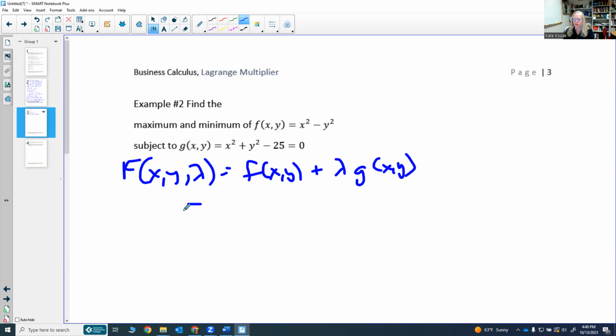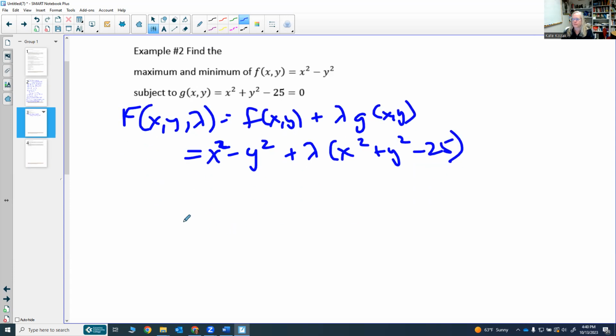So that's going to equal x squared minus y squared plus lambda times x squared plus y squared minus 25. Now find the partial derivatives with respect to x, y, and lambda and set them equal to 0.